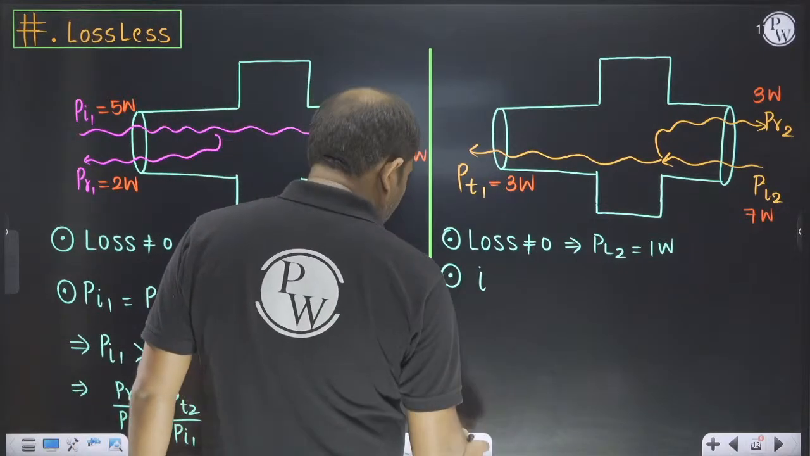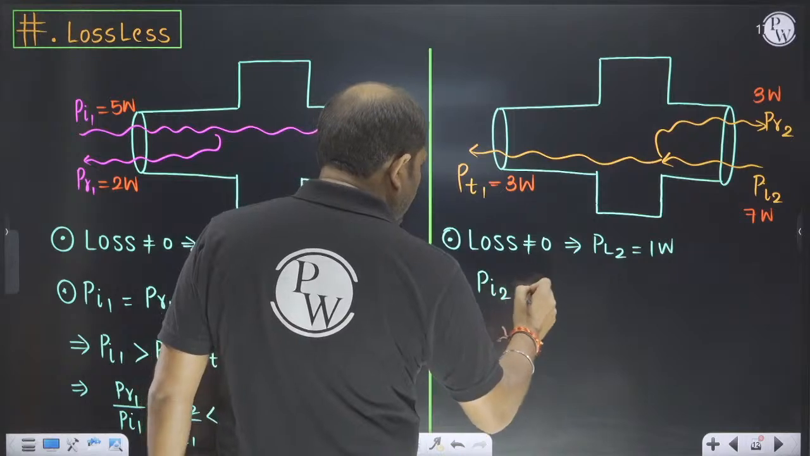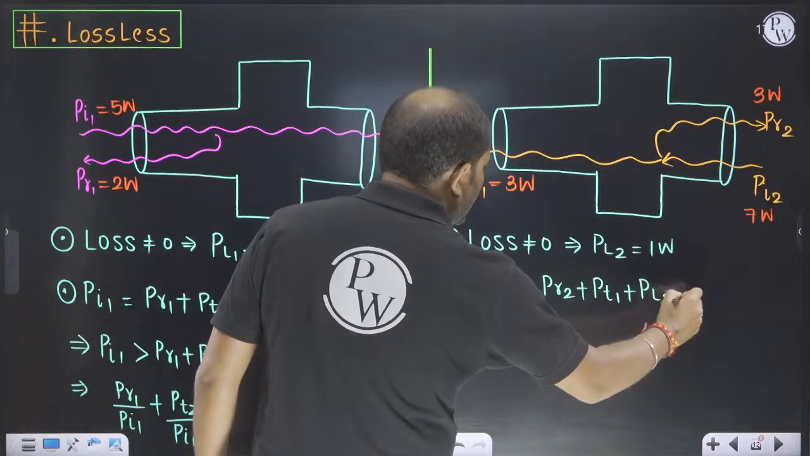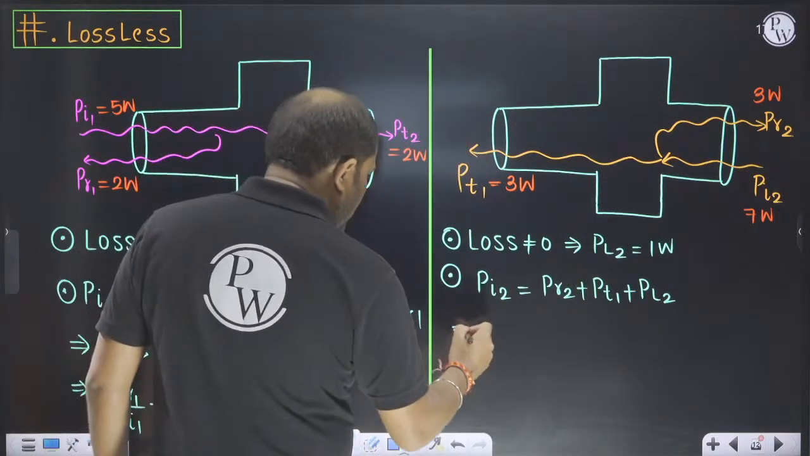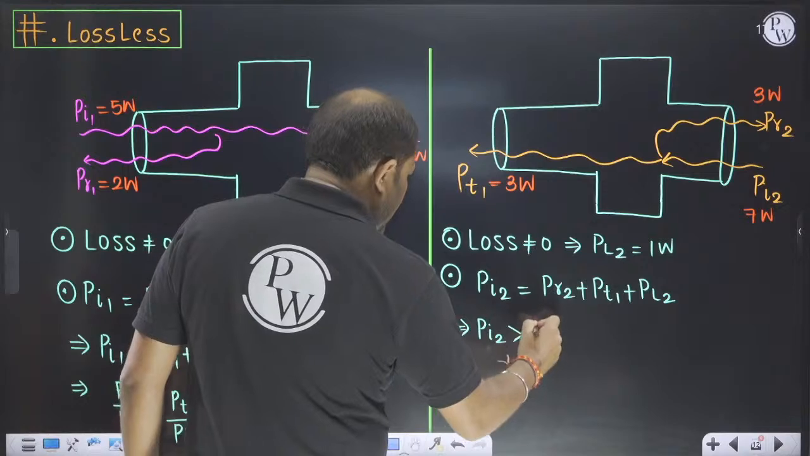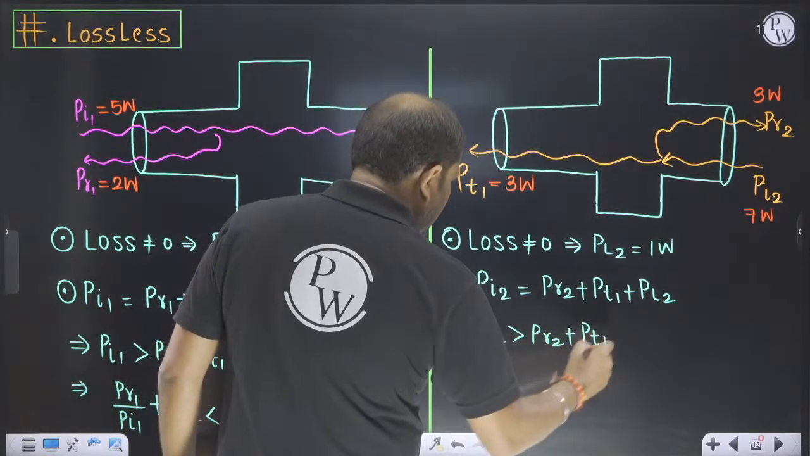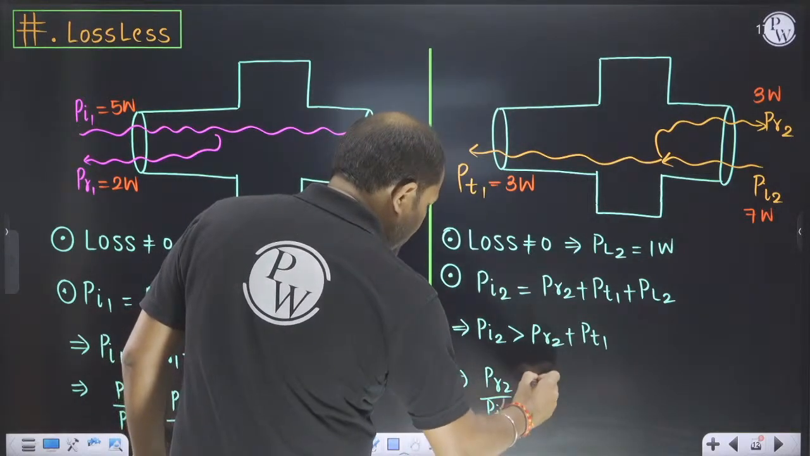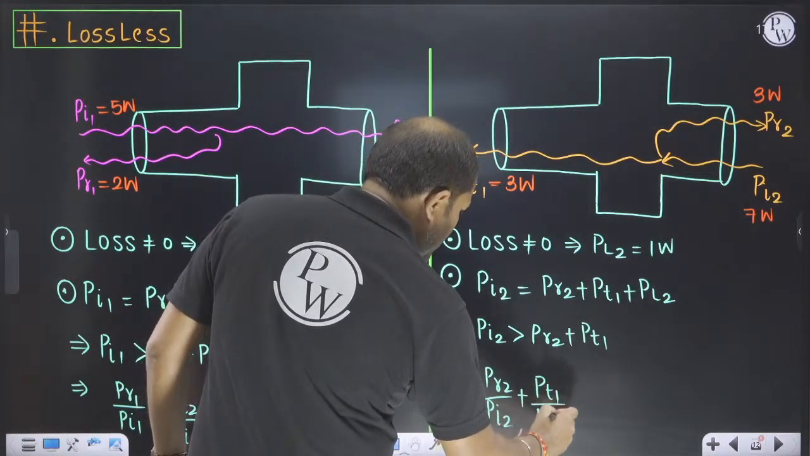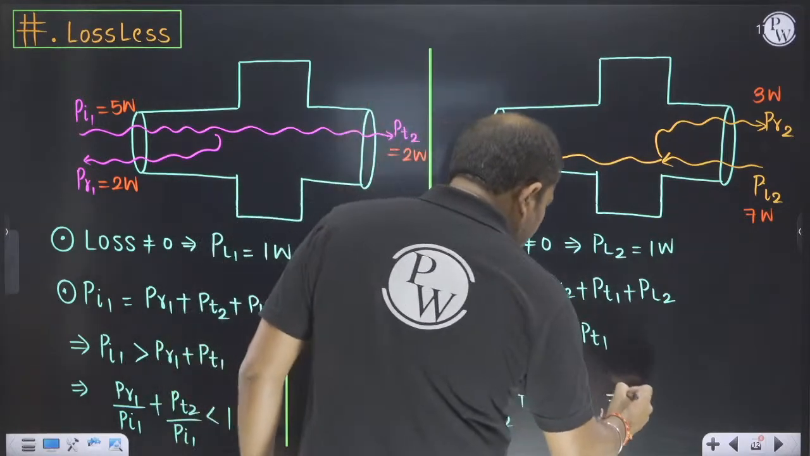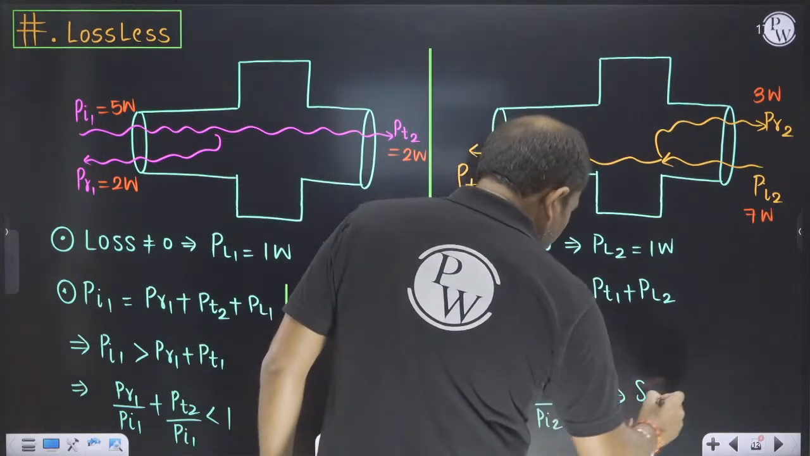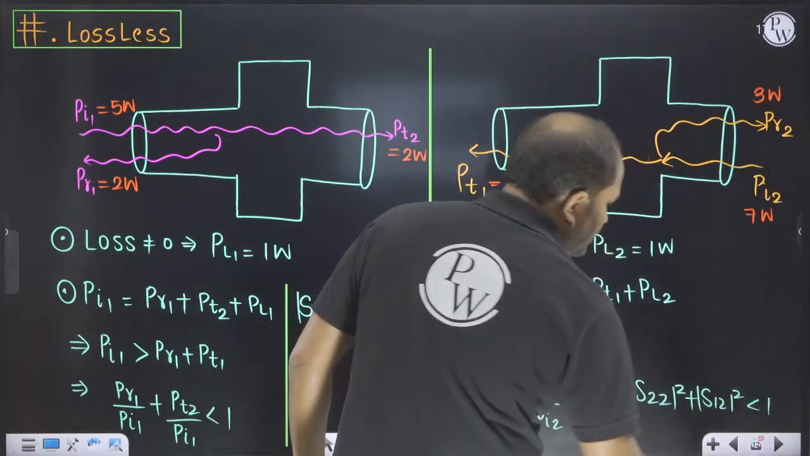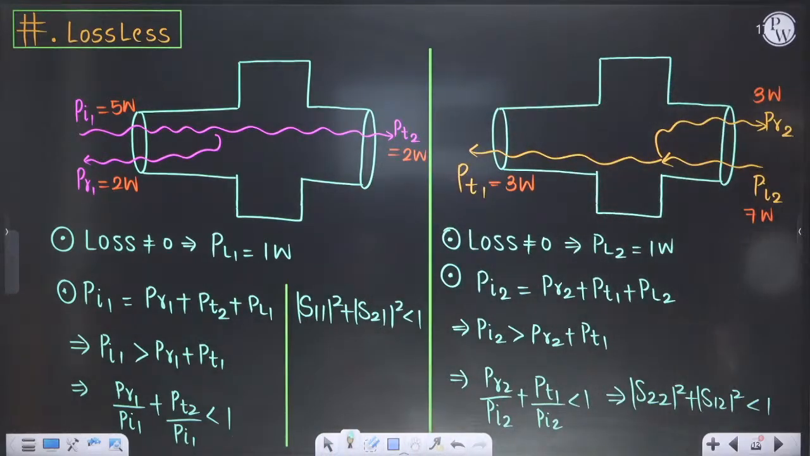That means PI2 is equal to PR2 plus PT1 plus PL2, because loss is in the device. So PI2 is greater than PR2 plus PT1. Yes sir. So we have PR2 upon PI2 and PT1 upon PI2 should be less than 1. That means we have S22 square and S12 square should be less than 1. So this is the thing here.